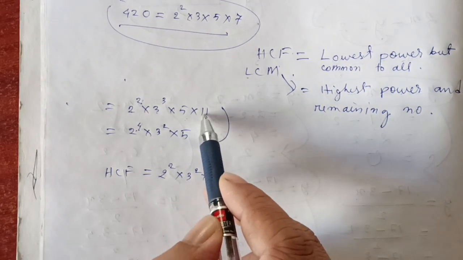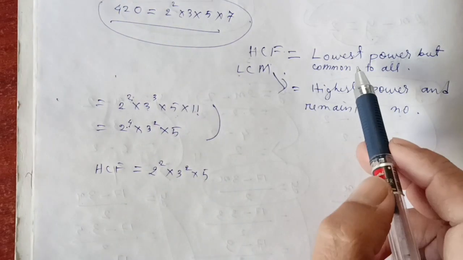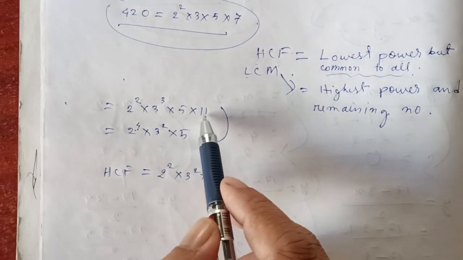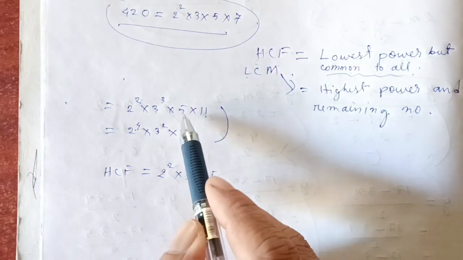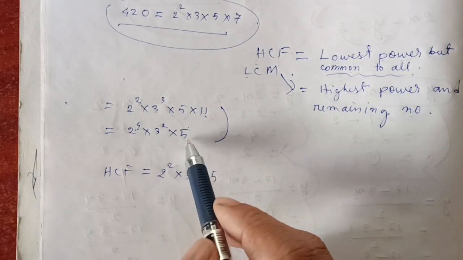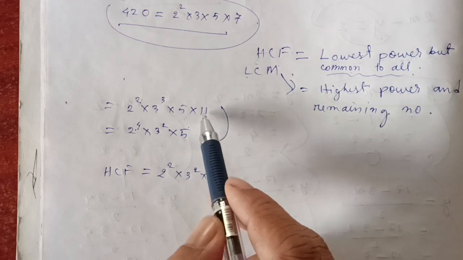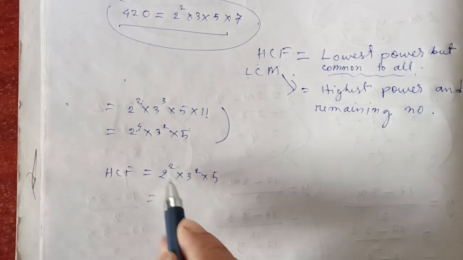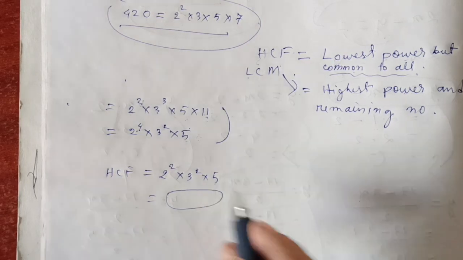Then what about this 11? So 11 is here, but we don't have 11 here. So what did it say? Lowest power but common to all. So 11 is not common here. 11 is not in this line, so we cannot write 11 here. 5 is power 1, 5 is power 1, 5 is here, 5 is also in the downside number. That is why we can write 5. But this 11 we cannot write, because we have 11 here but we don't have 11 here, so our HCF is finished here. Then you multiply all, and you will get one number, that will be the HCF.